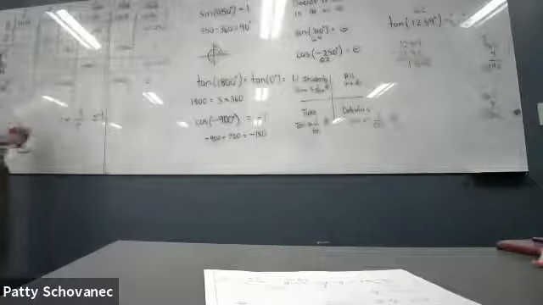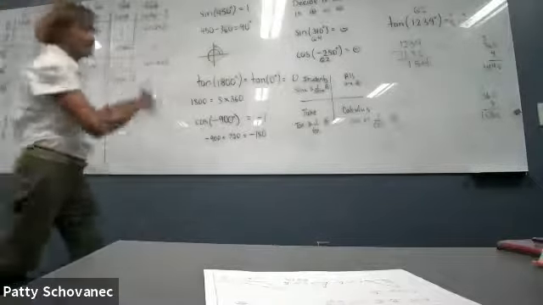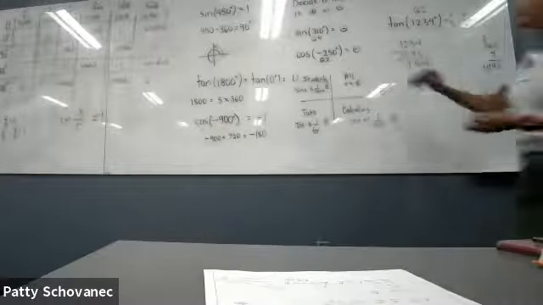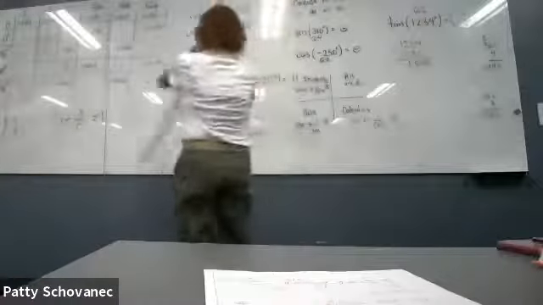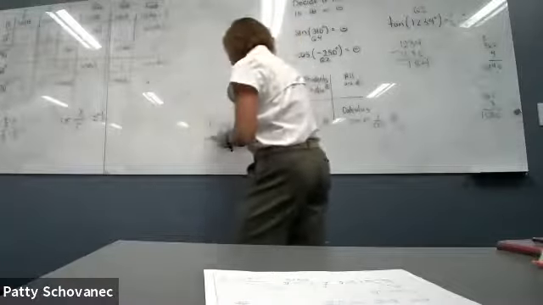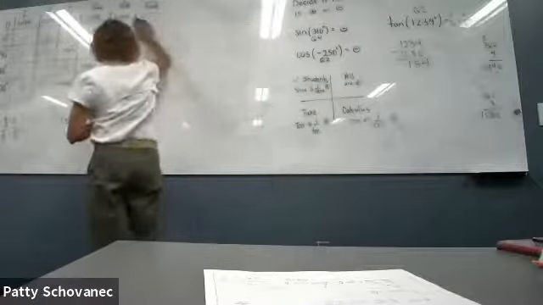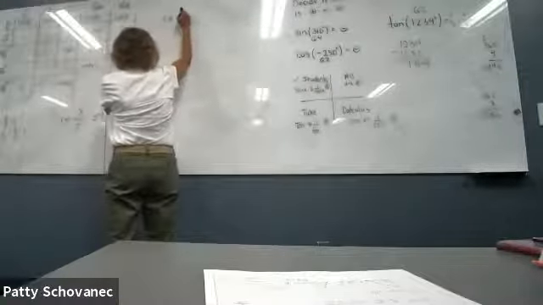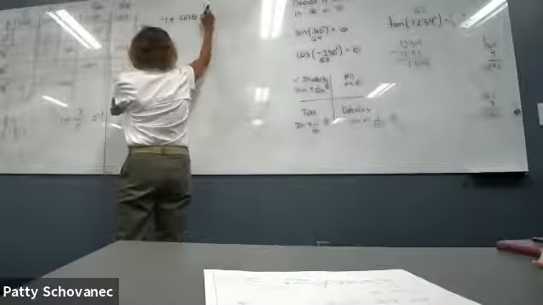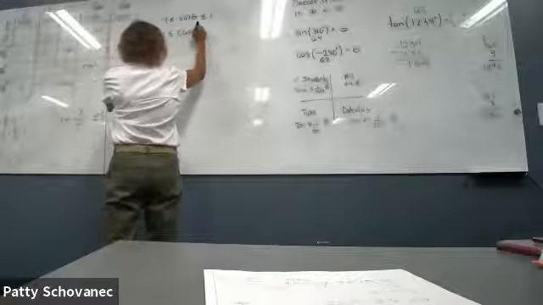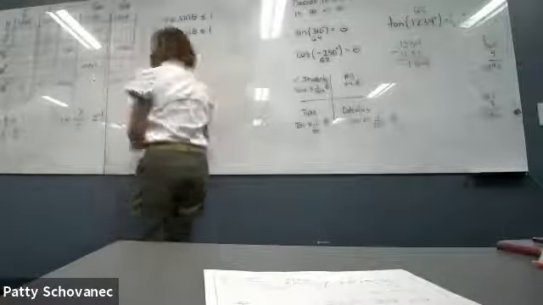So I guess I get to erase. That's the part that I love. No matter what the angle, sine and cosine will always take on a value between 1 and negative 1.